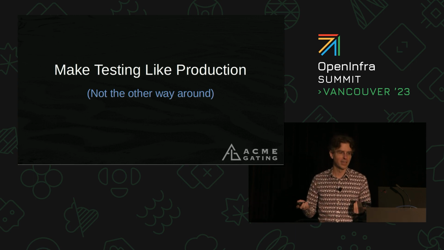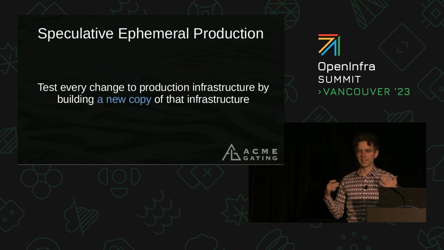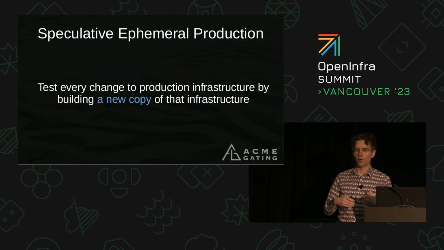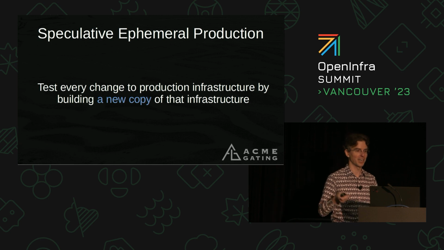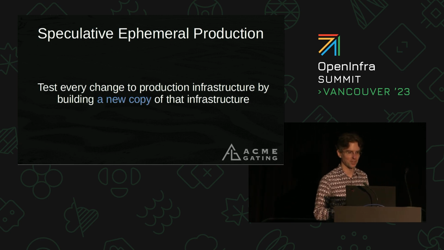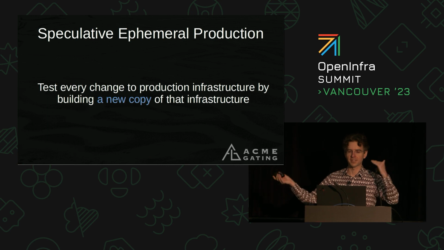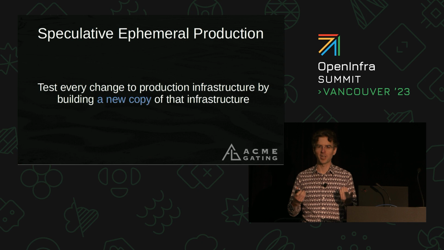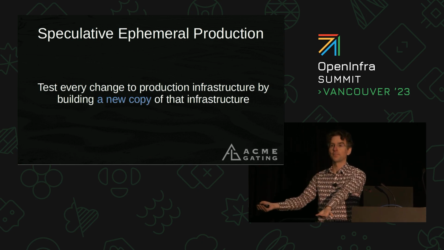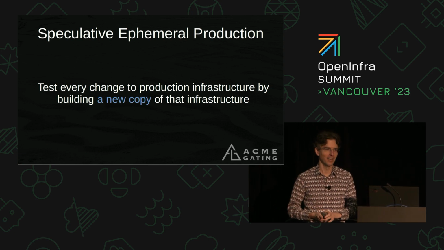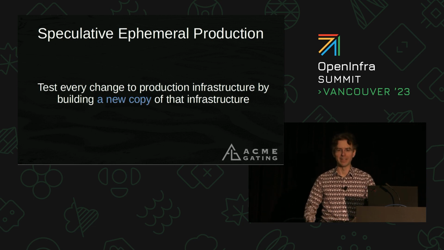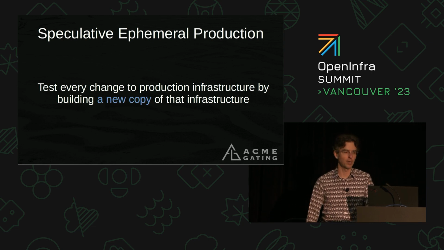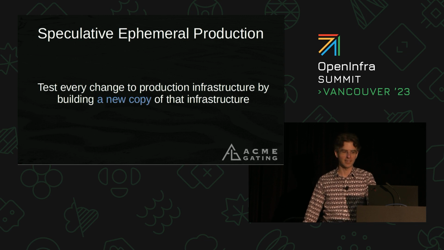So I'm going to talk a little bit about how Zuul does that. We call this process speculative ephemeral production because we like using those words in various combinations. Speculative meaning that we're talking about what happens if we make this change. So we're not testing what happened after we made this change. It's more like, well, what if we did this? What would it look like? And then ephemeral, of course, referring to the fact that we spin up the new copy and then delete it when we're done testing it.